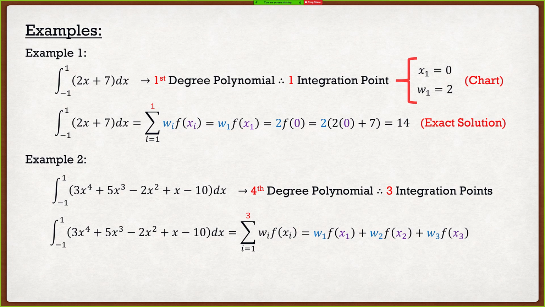Now, x1, x2, and x3, those are given in the chart, and w1, w2, w3 are also given in the chart. With 3 integration points, our weights were 5 over 9, 8 over 9, and 5 over 9. And our integration points x1, x2, and x3 were square root of 0.6, 0, and negative square root of 0.6. So if I evaluate that, I get negative 20.133.